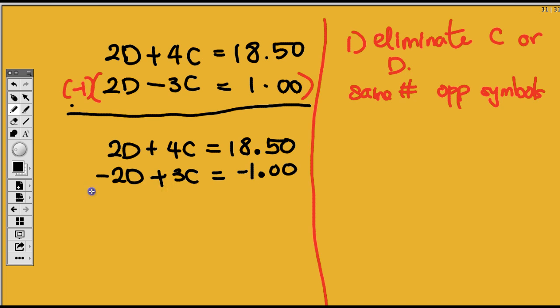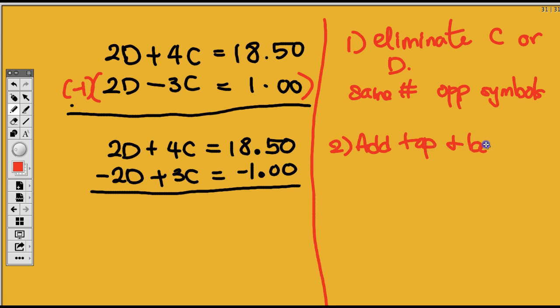So now what we're going to do is we're going to add top and bottom, and please be sure to write down the steps. Okay. Second step is to add top and bottom. Okay.